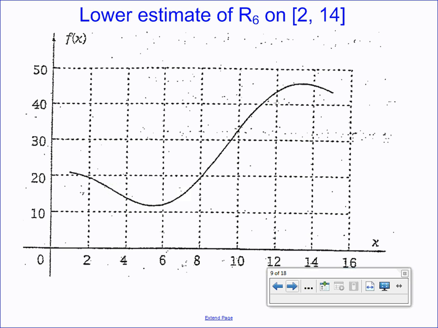So the lower estimate uses the least function value. That's not the left-hand side. That's not the right-hand side. That's always gained by looking at the least function value attained over each subinterval. And so, depending upon the shape of your curve, it could be the right-hand side. Right? But it could be in the middle, somewhere in the middle, or part of the way through a subinterval. We're using the least function value attained over each subinterval.